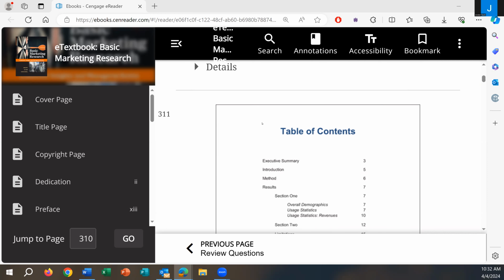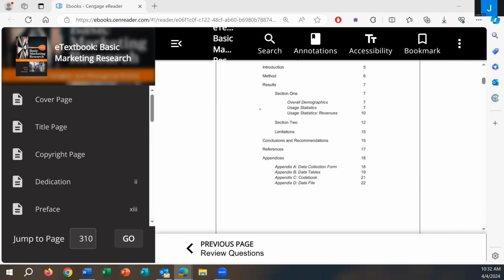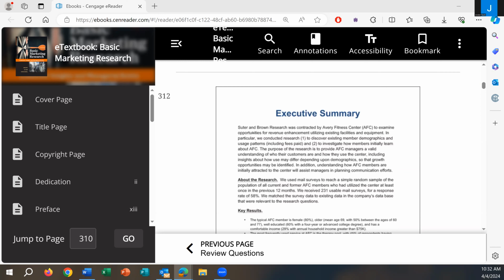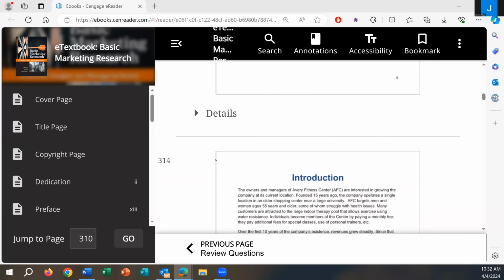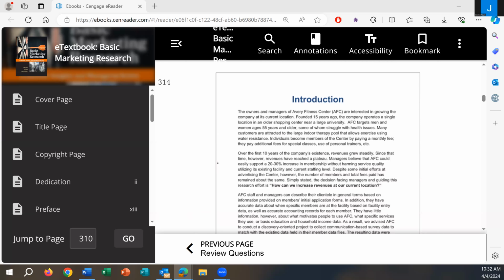Table of contents, obviously written after you've written the report. Executive summary, again, it's a summary of the entire report, so it's going to be done after the report is written. It should be something that somebody is able to look at and decipher within about 60 seconds. So keep it fairly concise as far as the executive summary is concerned.